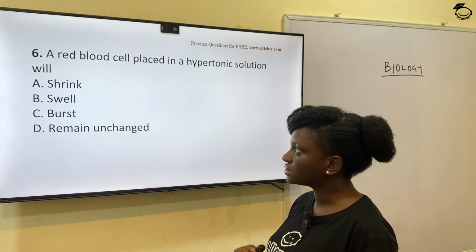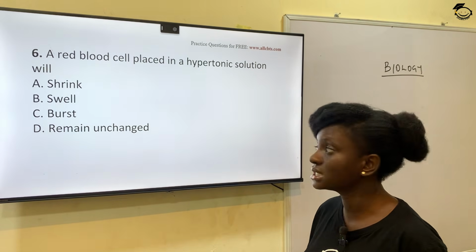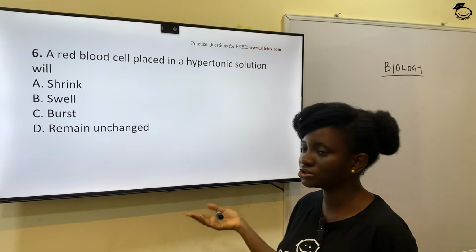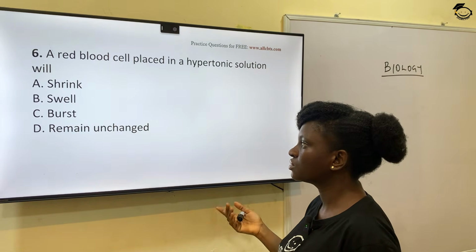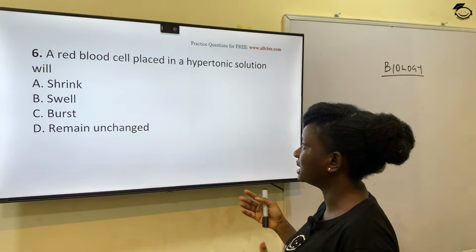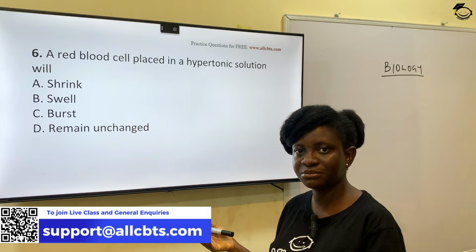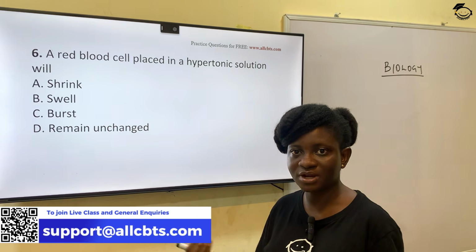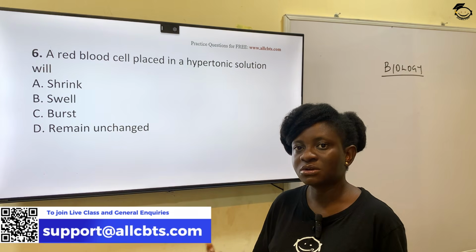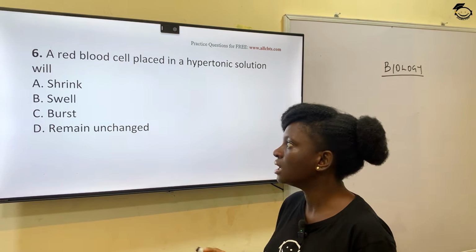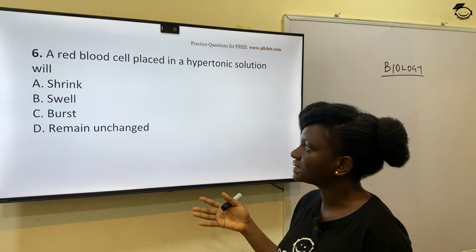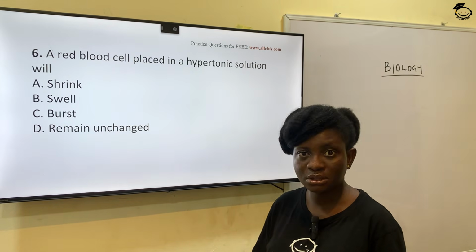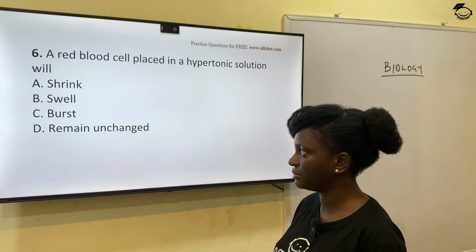The next question, question 6, says a red blood cell placed in hypertonic solution will what? We have hypo and hyper, and when a red blood cell is placed in hypertonic solution, water tends to move out of the cell, causing it to shrink. So the correct answer here is option A, shrink. The options are A, shrink, B, swell, C, burst, D, remain unchanged.